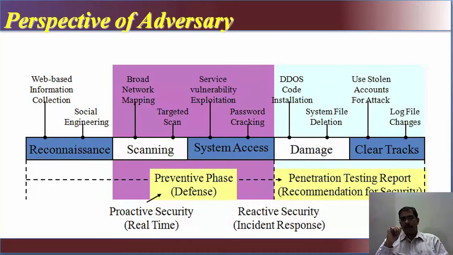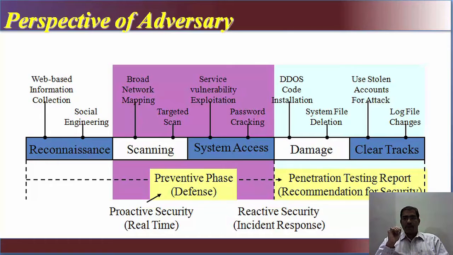What is the perspective of an adversary? There are 5 phases here. In reconnaissance, when you look at the slide, it is web-based information collection and social engineering techniques. What is web-based information collection? If there is a site hosted, the adversary or the perpetrator tries to find more information on the site. What is the public IP? Using IP tools or network tools or DNS tools, or simply traceroute, how many hops are there to reach the particular server.